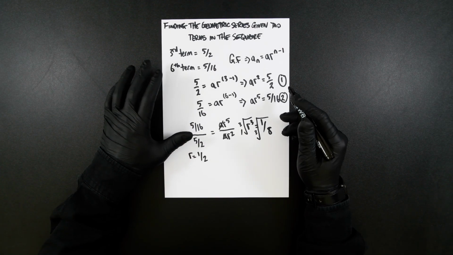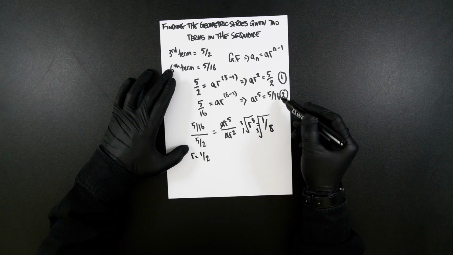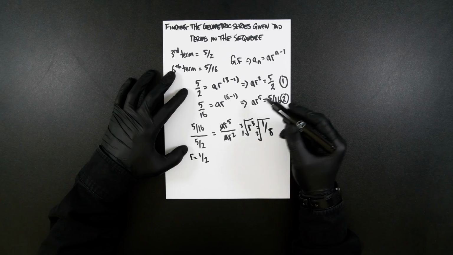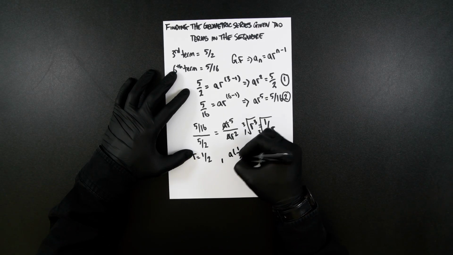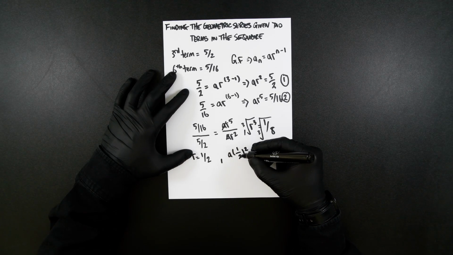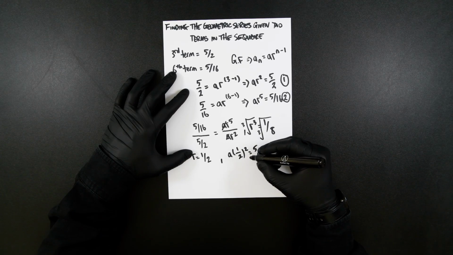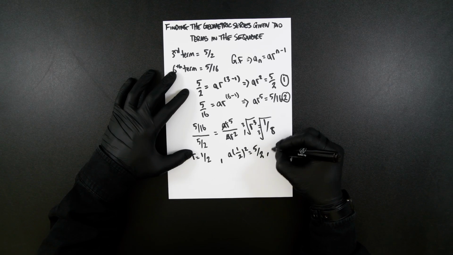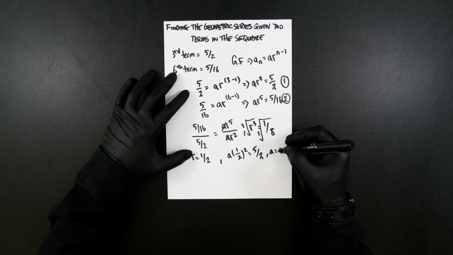So now you can plug this value into any of these equations, either 1 or 2. I'm going to plug it into 1. So you're going to get a times a half squared, which equals 5 over 2. Half squared is a quarter. So therefore, 5 over 2 divided by a quarter is going to be a equals 10. I've just done some simple algebra and rearranged that.